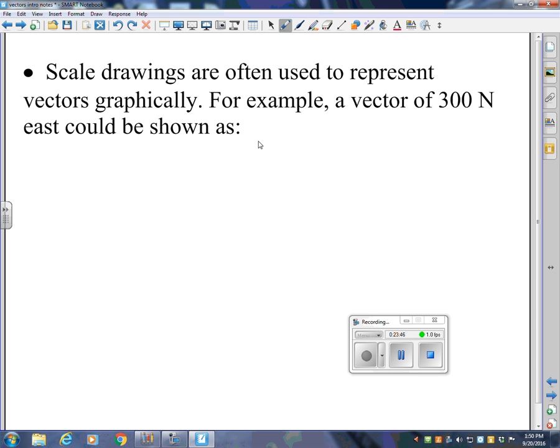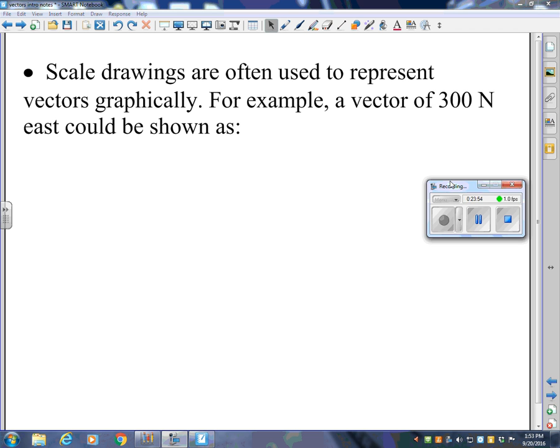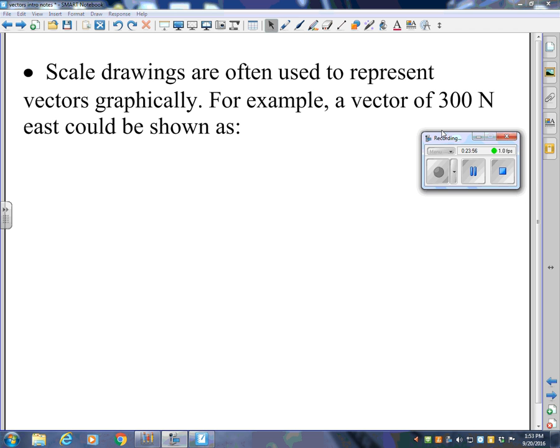The protractors are in here. If you cut one out, you can just keep it. Okay, so it's 300 newtons east. Watch out for the N. N does not always mean north. The N in this case means newtons.